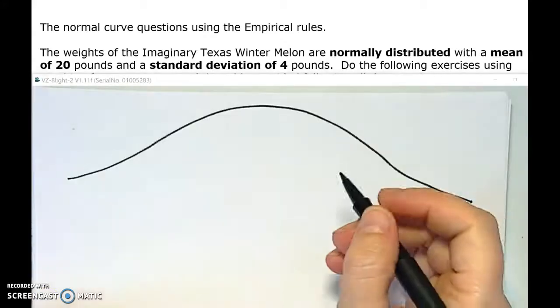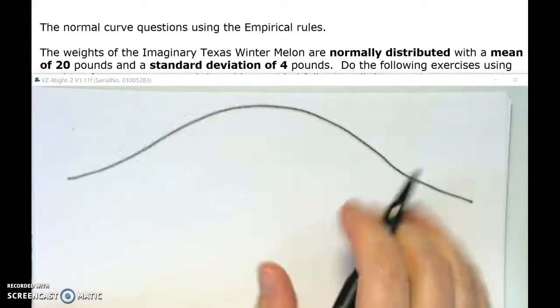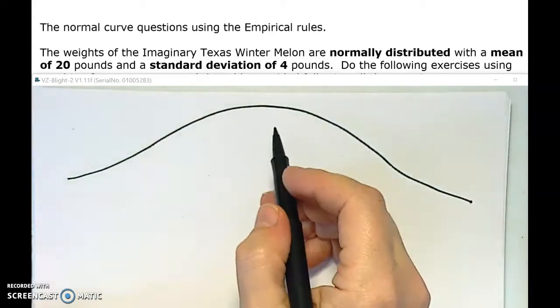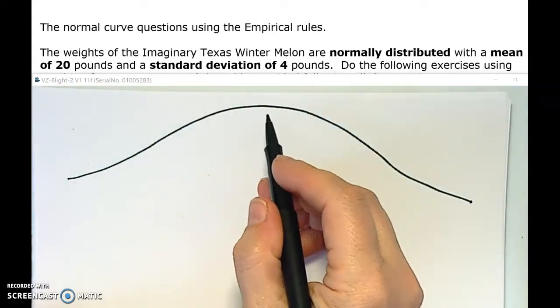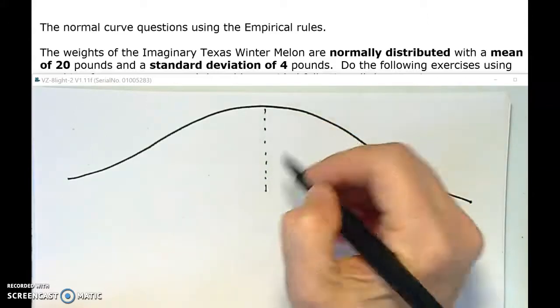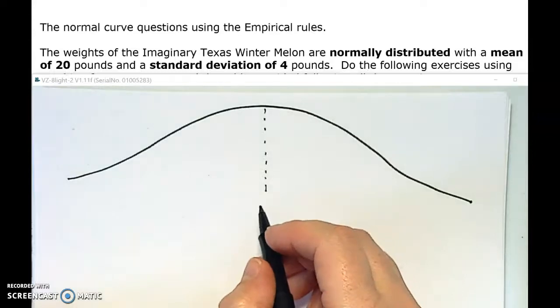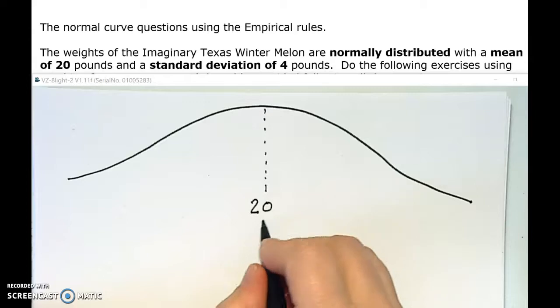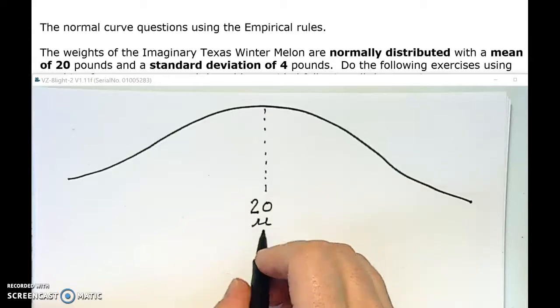All right, so I drew a normal curve. Mine are never super pretty or symmetric. We just have to use our imagination and pretend like it's symmetric, like they are in the books. We're going to first indicate where the mean is. Right here in the middle is your mean. They say that the mean is 20 pounds of this imaginary melon that doesn't exist. That's the mean. There's your symbol for mean.